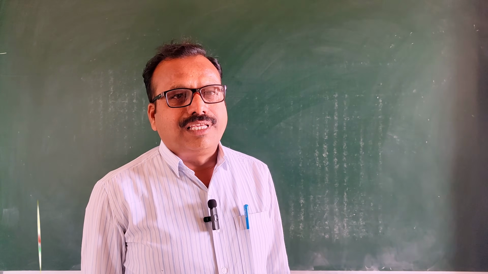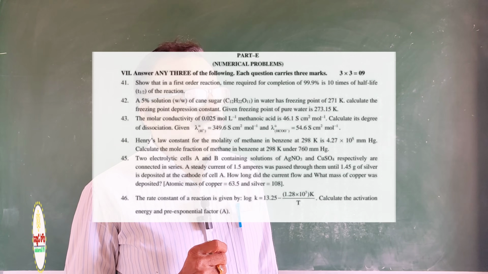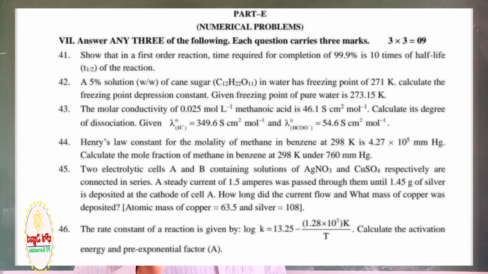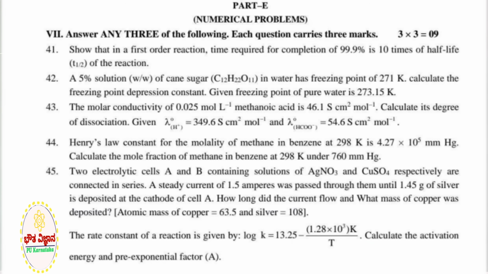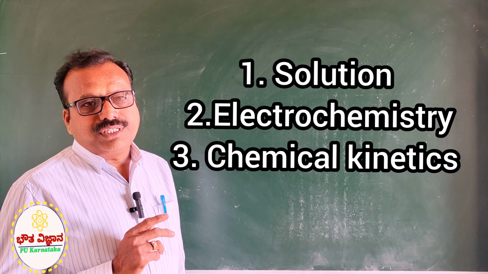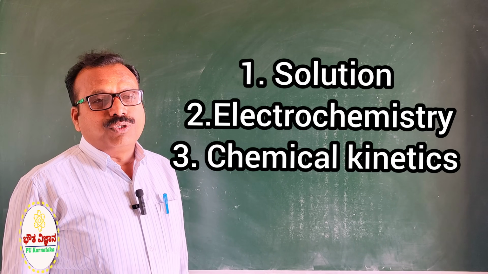Friends, in chemistry, the last part, that is part E, they are going to ask you to write any 3 questions. They are going to give you 6 questions, 2 questions from each chapter: solution, electrochemistry, chemical kinetics. Today I am going to explain solution.